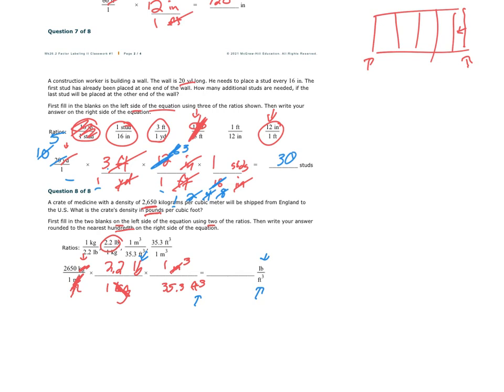2,650 times 2.2 gave you in your numerator 5,830. I'm going to write this off to the side. And then in my denominator I have 35.3. I guess I didn't have to write it off to the side. I can just divide that by 35.3 in my calculator. And that should give you 165.155, which rounds up to 165.16. All right, that's how you do this. Good luck.